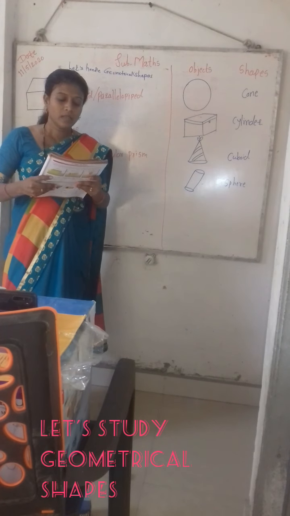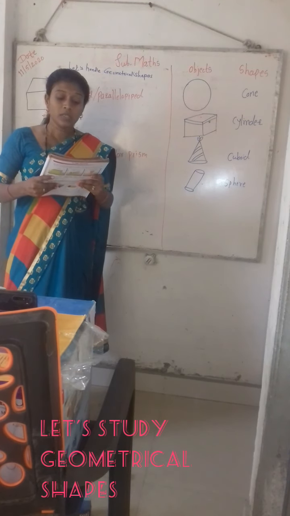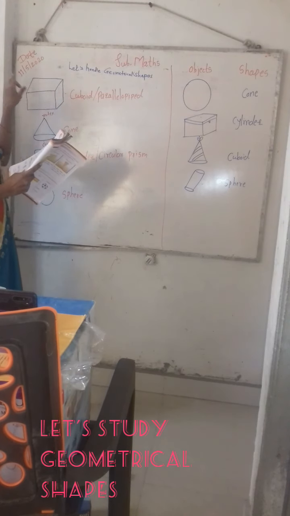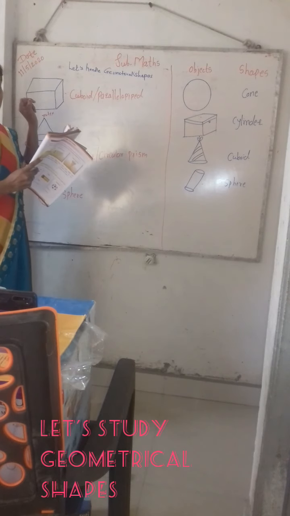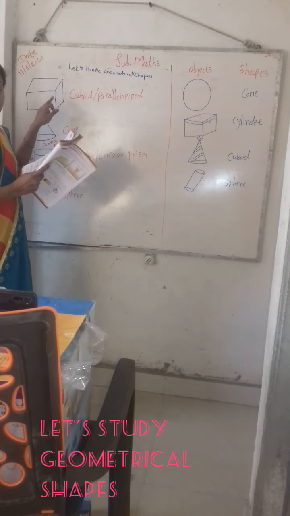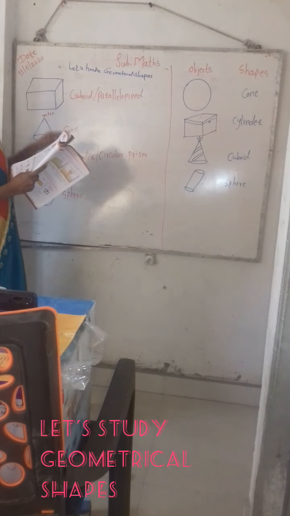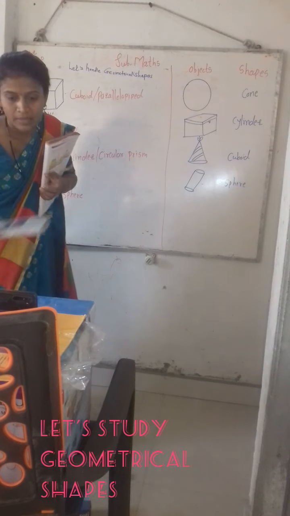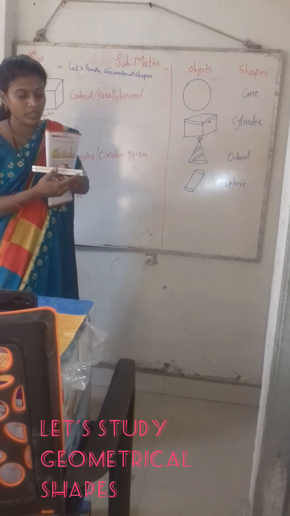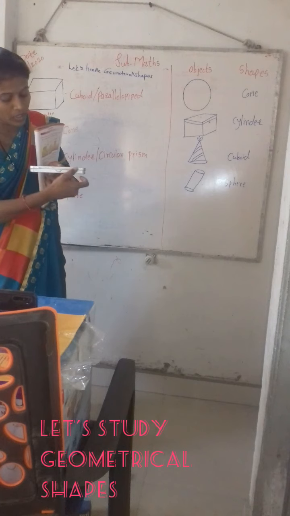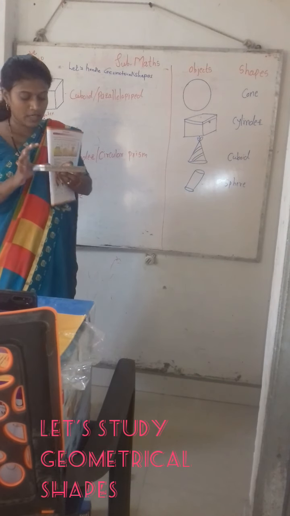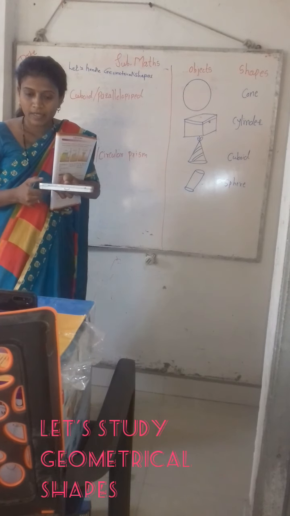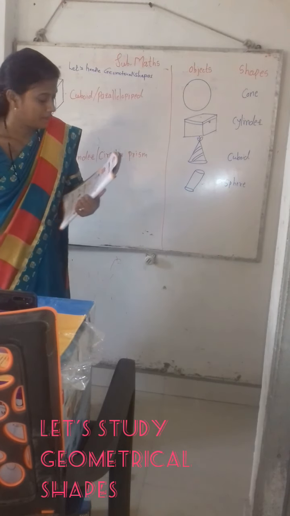First of all, cuboid. Any object shaped like a brick is called cuboid. See, it is like a brick. It's called cuboid. Cuboid has 12 edges. How many edges does a cuboid have? 12 edges. Means 1, 2, 3, 4. We can count edges here: 1, 2, 3, 4, 5, 6, 7, 8, 9, 10, 11, 12. Here are 12 edges for cuboid.